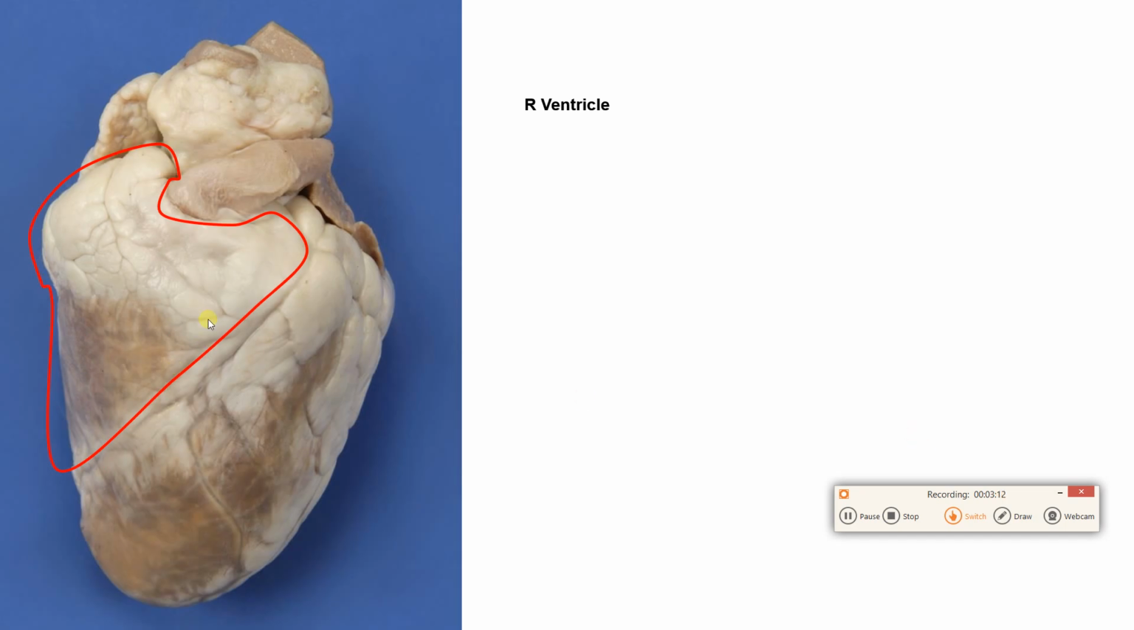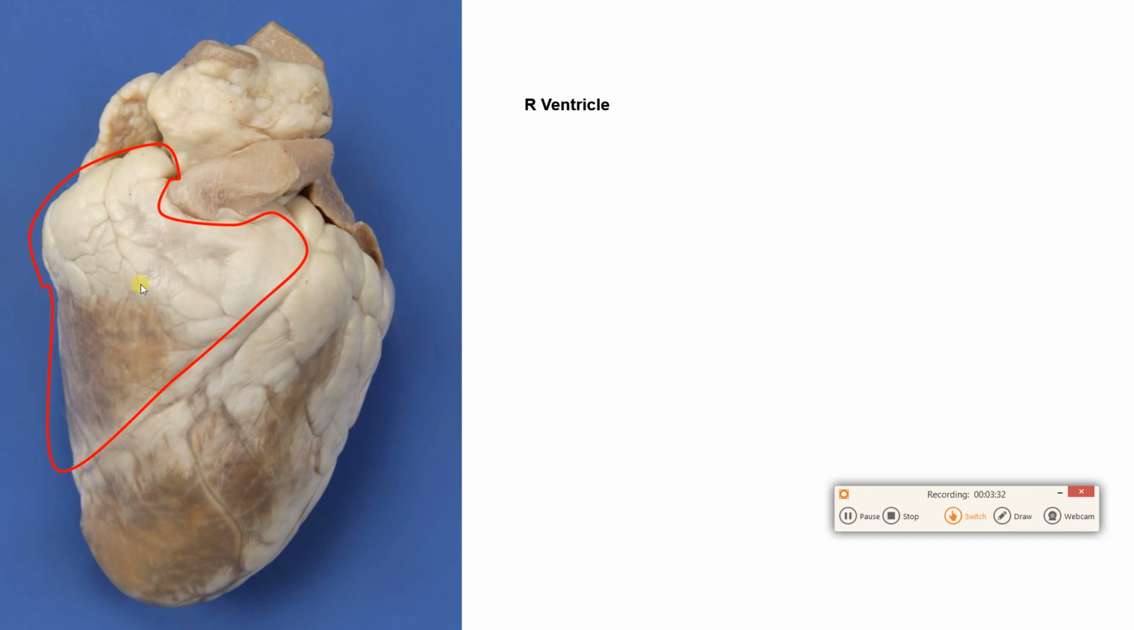This is our right ventricle. Notice how I'm just under the right auricle. I'm under that pulmonary trunk. This is the right ventricle. Remember, we had that line of fattiness. That was my anterior interventricular sulcus, right? Interventricular, so between the ventricles.